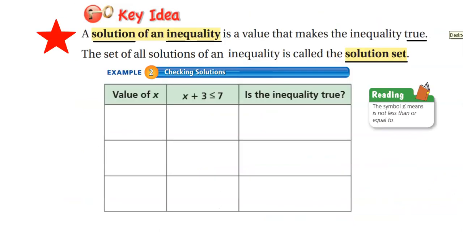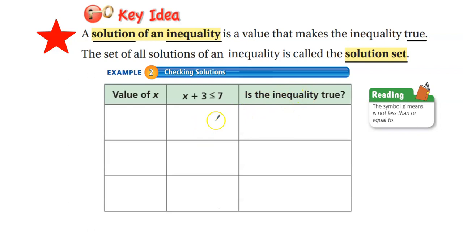All right, so the last thing I want to talk to you about is just that a solution of an inequality is a value that makes the inequality true, right? So there's such a thing as a solution set. So I want you to think about this. It's kind of like solving equations. If I think about what value of x could make this inequality true.